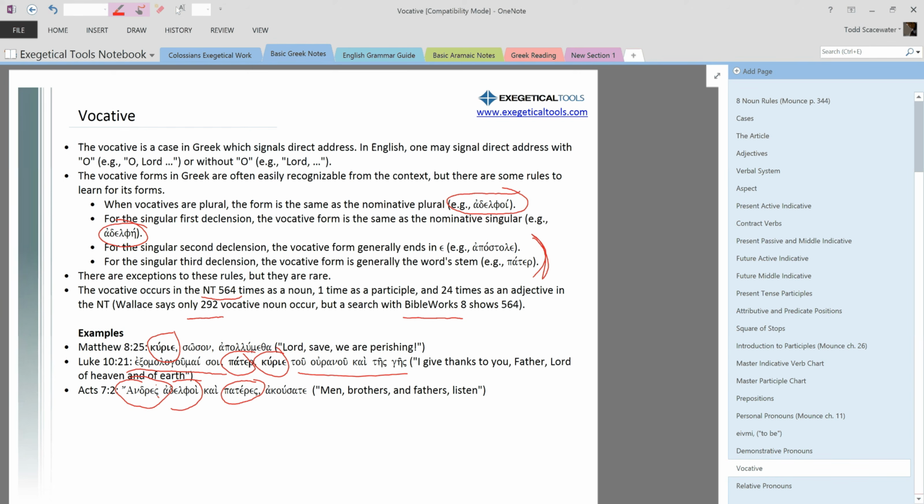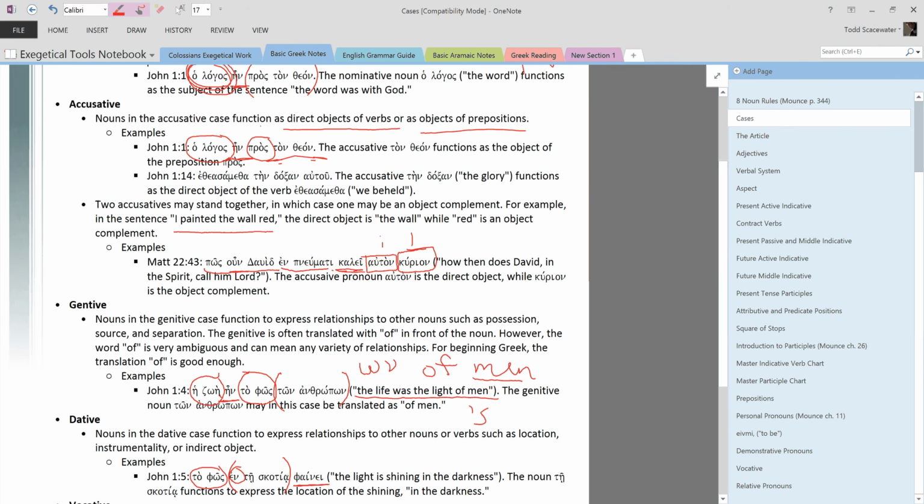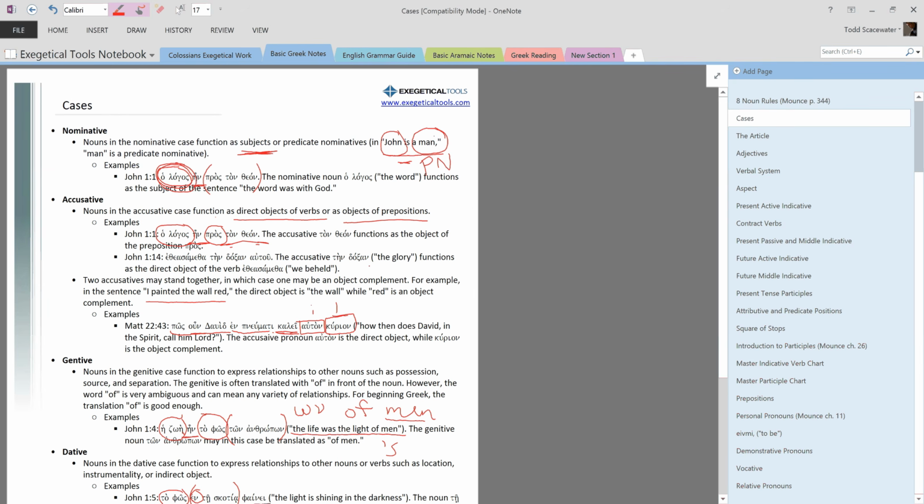Now, as I said, you don't need to memorize the forms of the vocative, so when you move on to learning the forms of first, second, and third declension nouns, you will not be learning the vocative case, but you do need to know about the vocative case and that it exists. So those are the 5 cases in Greek.